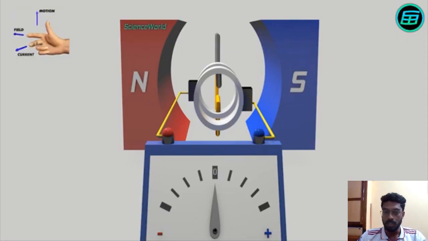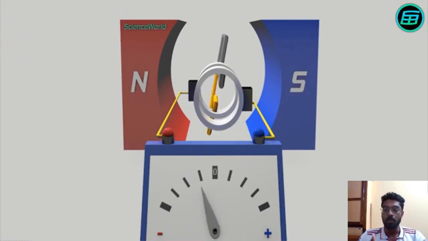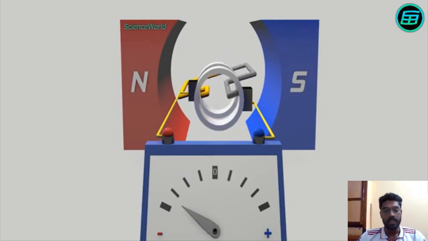This production can be understood by using Fleming's right hand rule, which we have seen earlier. The motion, the field, as well as the production of current can be understood clearly by using Fleming's right hand rule.